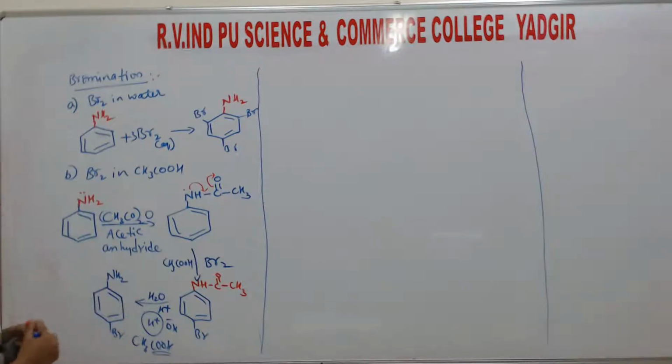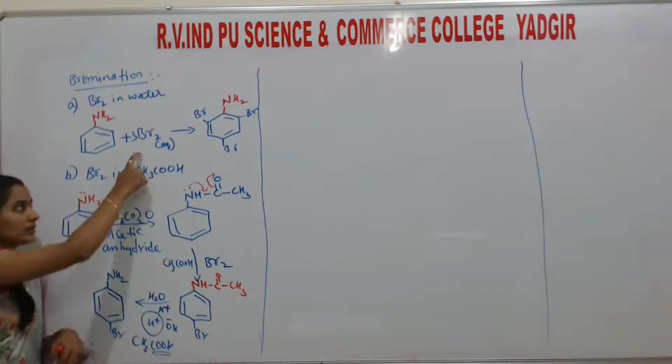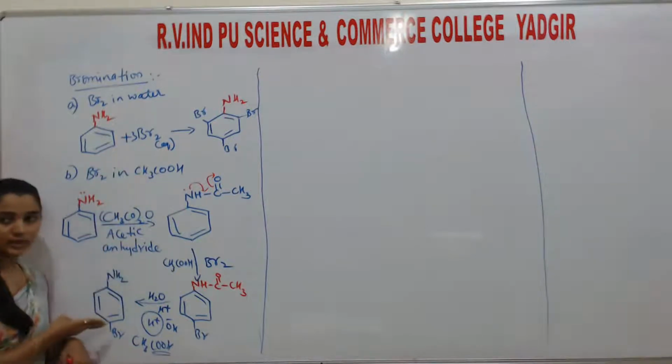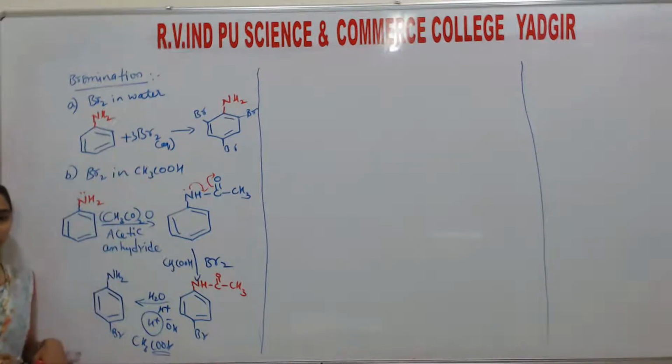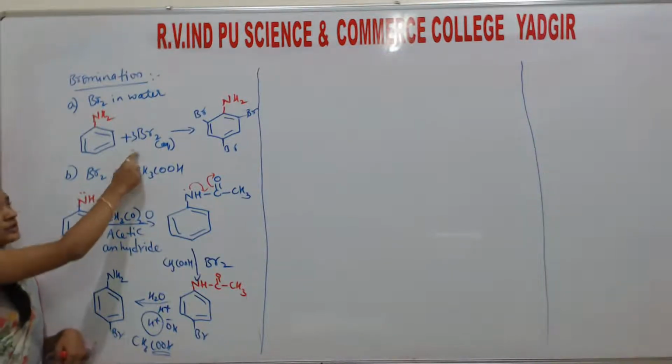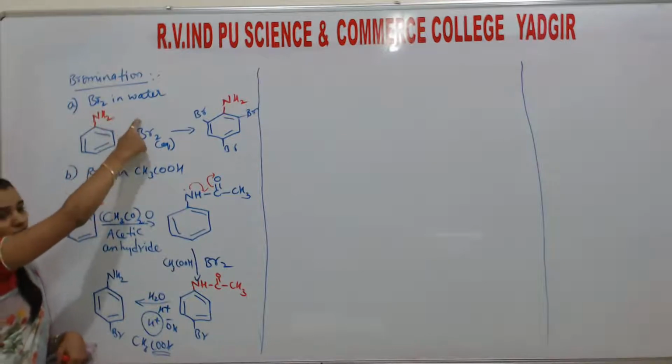Then if the question directly asks you, students, to write the bromination of aniline, if they ask for 2 marks, write this. If they ask for 3 marks, write this. And remember one thing, they used to mention bromine water and bromine in acetic acid. If they mention bromine water, this is the reaction, bromine in presence of water.